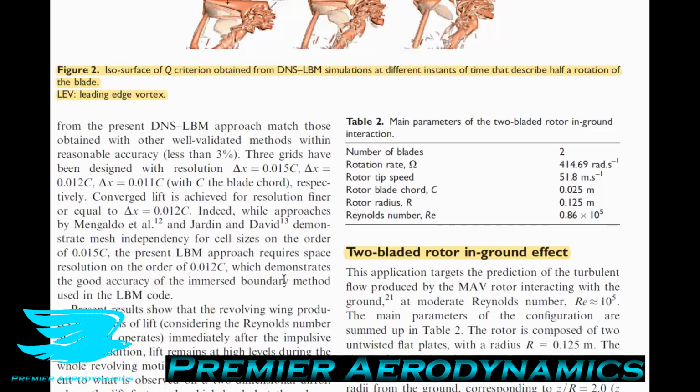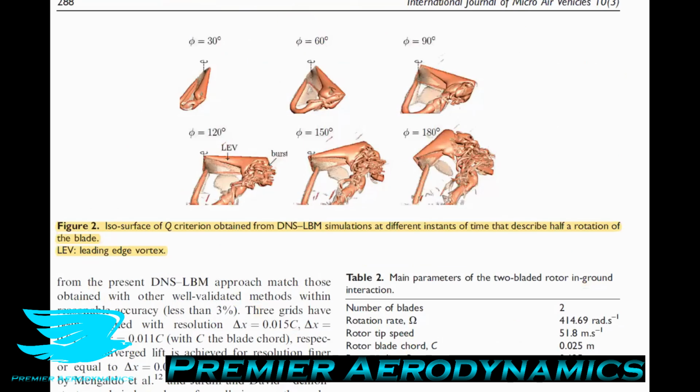So in figure 2, they show the isosurfaces of the Q criterion obtained from the Lattice Boltzmann simulations, so what they're showing are the vortices around the flapping wing. They say that figure 2 shows the sustained lift is correlated with the development of a stable leading edge vortex on the upper surface of the wing, and that agrees very well with theory. So that's what they found with Lattice Boltzmann as well.